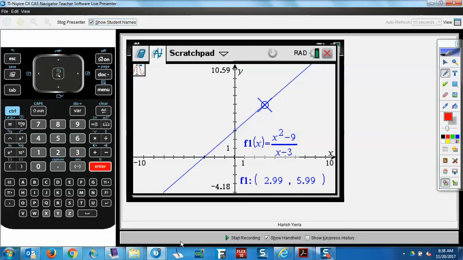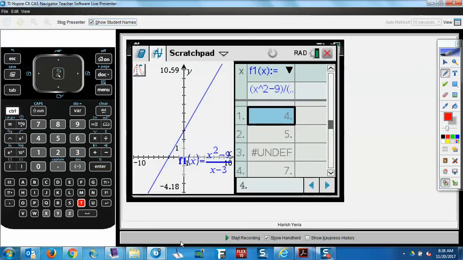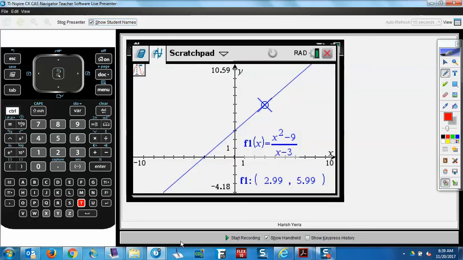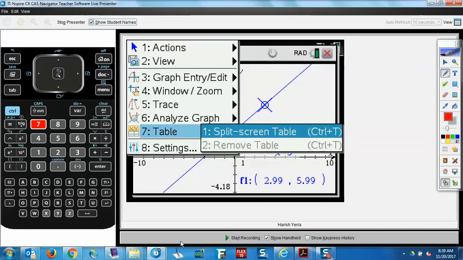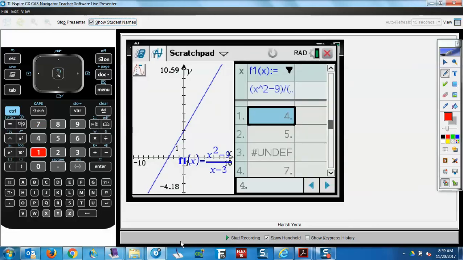Now, there's a couple different ways to get to it. The quickest way, I think, is if you hit Control T right now, you'll get a picture of this table here. Now hit Control T again, and then it goes away. Go under Menu to Table. And I think our only option is a split screen table. So go ahead and hit Table. That's fine. Okay, Control T, right?